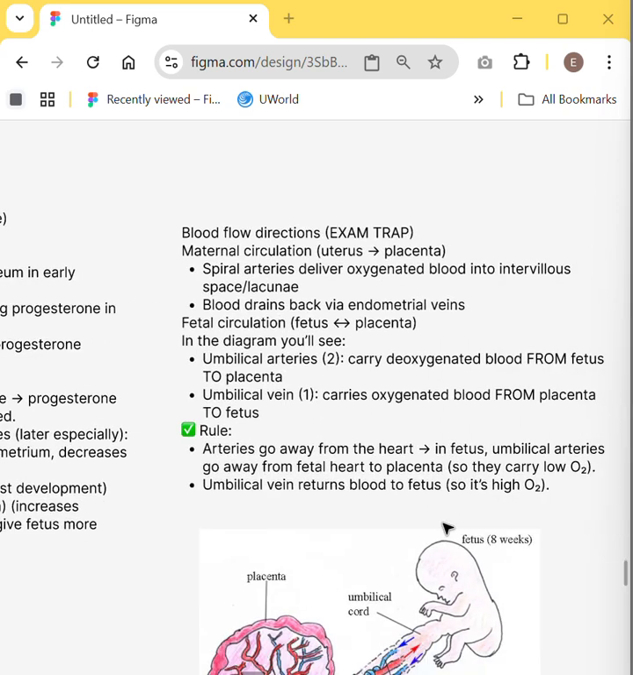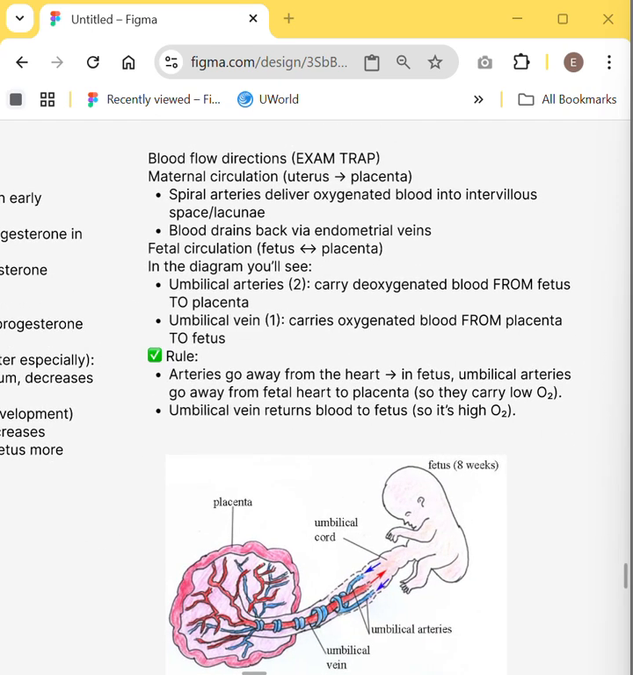Now, one more thing, the blood flow directions. This is important. The maternal circulation basically comes from the uterus to the placenta. Spiral arteries deliver oxygenated blood into the intervillous space or lacunae, and the blood drains back via the endometrial veins. So that's your maternal circulation.